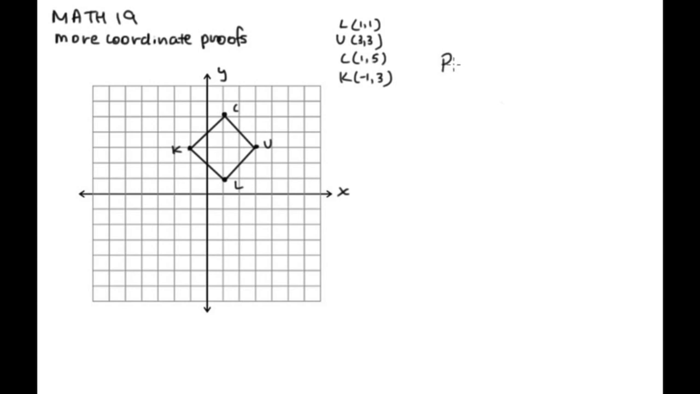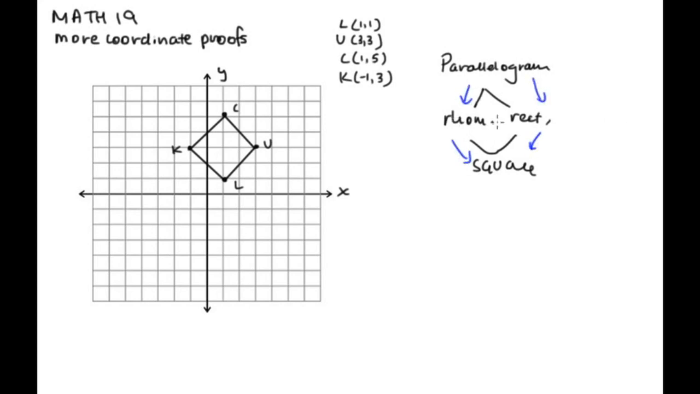If you remember our hierarchy, parallelogram at the top, and then it splits into rhombus or rectangle, and then it converges to a square. So you can take many routes. You can go parallelogram, rhombus, square, or you can go parallelogram, rectangle, square, but you need to prove either rhombus or rectangle first before you try and prove a square.